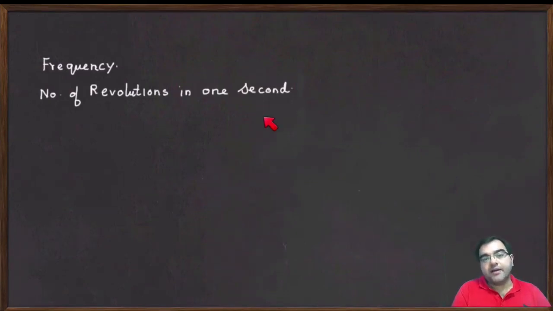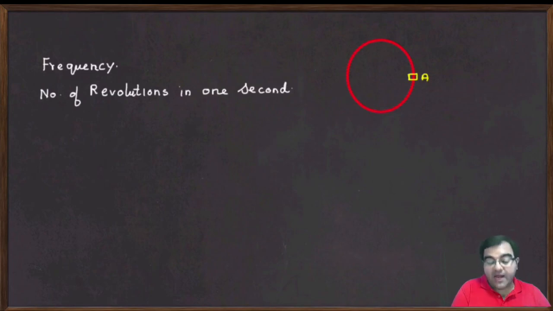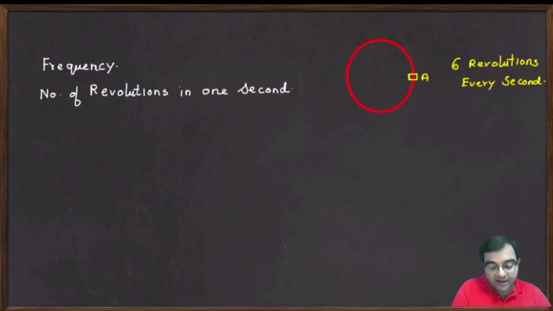Now let's say I have a car which is rotating in a circular motion and it makes 6 rounds in 1 second. I'm talking about a toy car. I'm not talking about a real car. So let's say I have a toy car which I am controlling using a remote and it's covering 6 revolutions in 1 second. So those 6 revolutions are basically your frequency. So it's the number of rotations or revolutions covered in 1 second. So I have a car at point A. It's covering again 6 revolutions, as I said, every second.